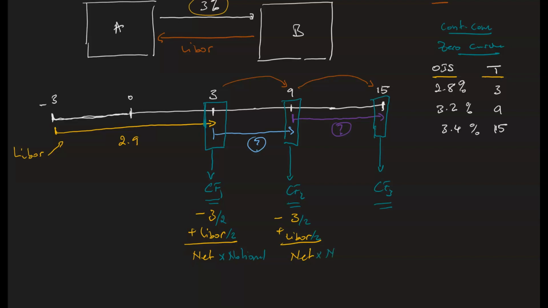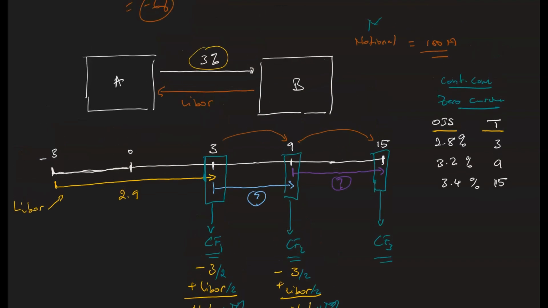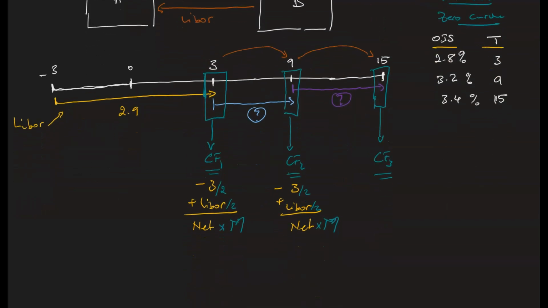I'm just going to call that notional. Right, so that's my notional. And finally, we should call that notional something else. Let's call that notional capital M. There we go. That's my notional. And I'm going to make sure I call that capital M equal to 100 million. It makes it easy to read.